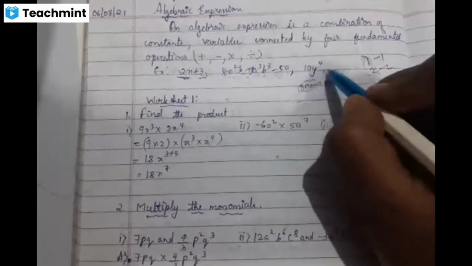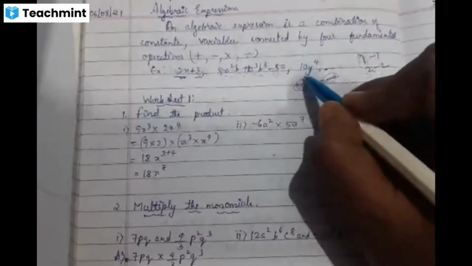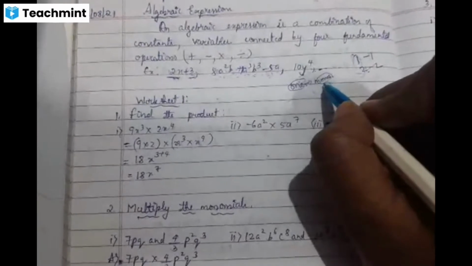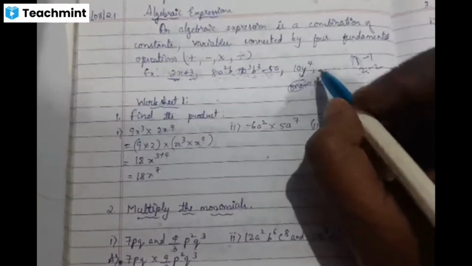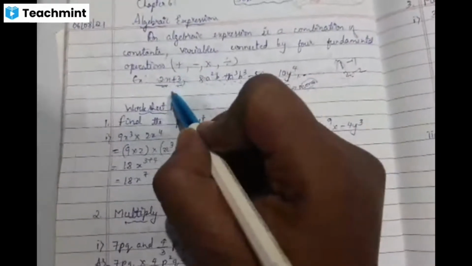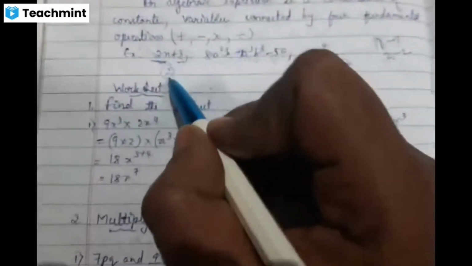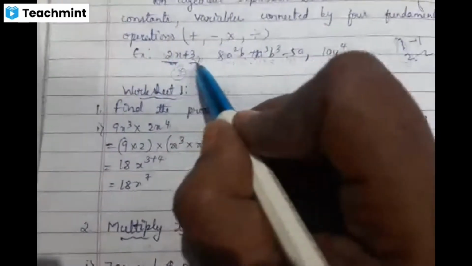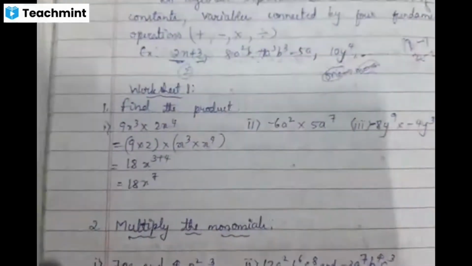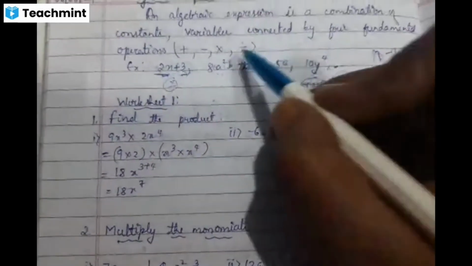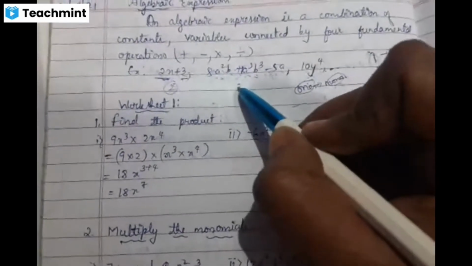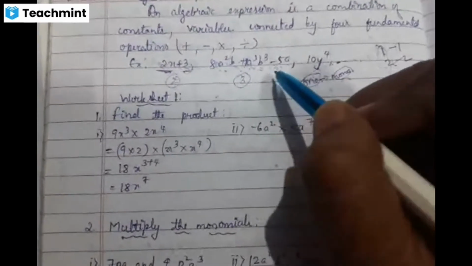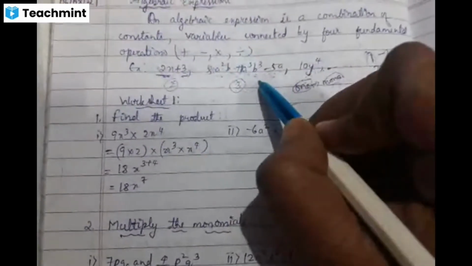Monomial. If the algebraic expression has only one term or a single term, then such an algebraic expression is called a monomial. If the algebraic expression has two terms, here you have two terms, so this expression is called a binomial. If the algebraic expression has three terms, then such an algebraic expression is called a trinomial.